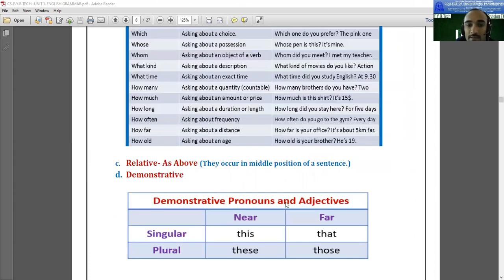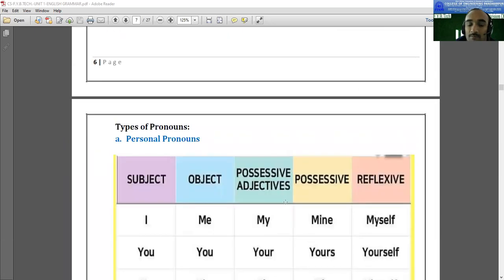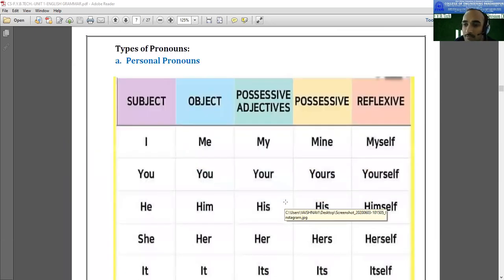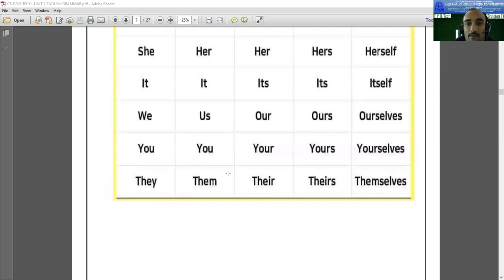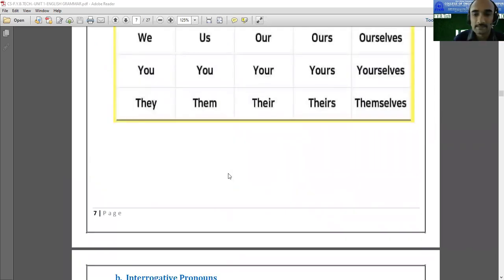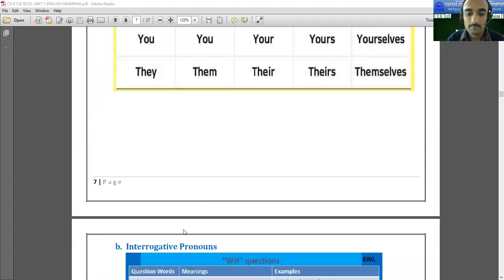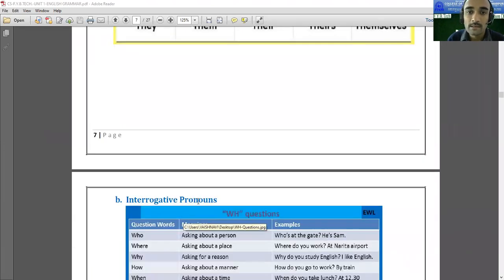So we have completed up to types of pronouns and its first type, that is personal pronoun. Okay. So we will discuss the next type of pronoun in the next lecture.